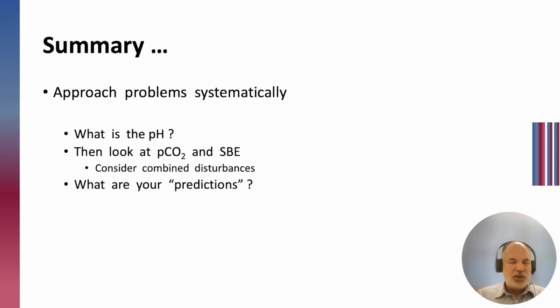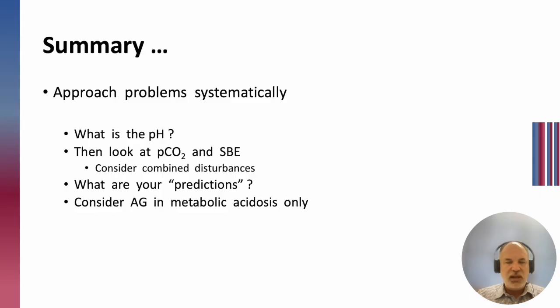Think about what your predictions are in terms of the rule of thumb that I explained to you. Does the amount of deviation of the pH from normal make sense in terms of what you're seeing from a PCO2 and a base excess perspective? Consider the anion gap in metabolic acidosis only, and think about its relevance. And then always consider the impact of strong ion difference and weak non-volatile acid in acid-base.